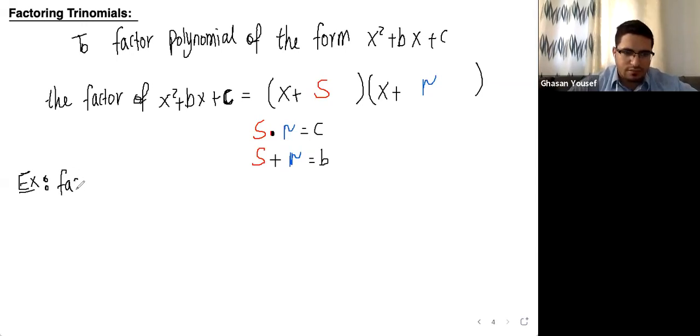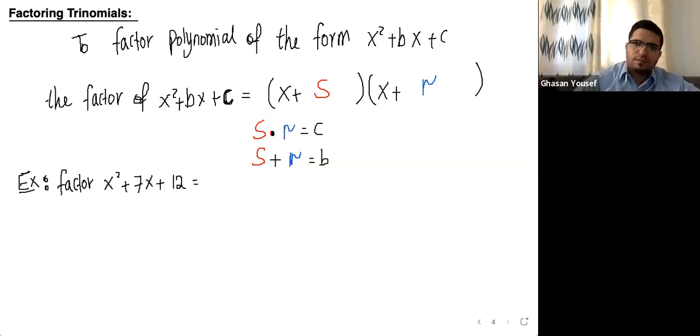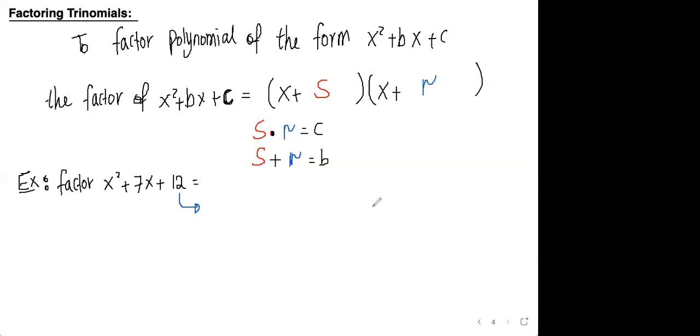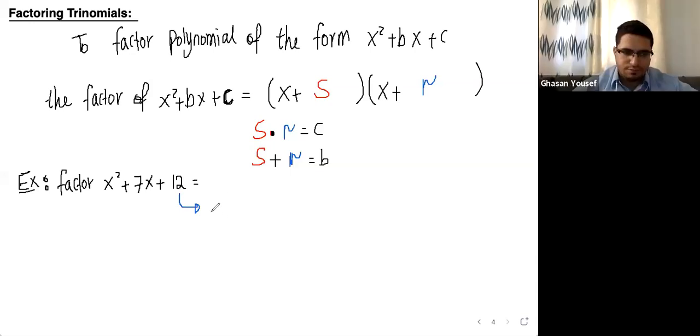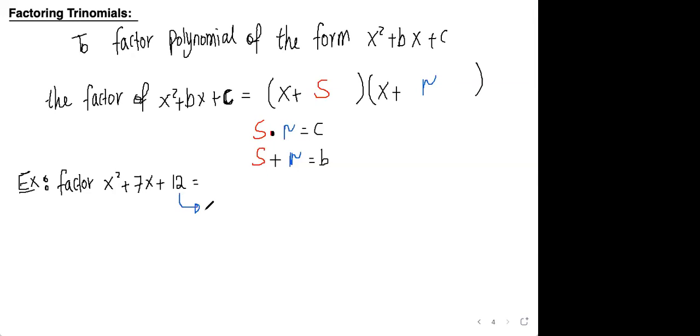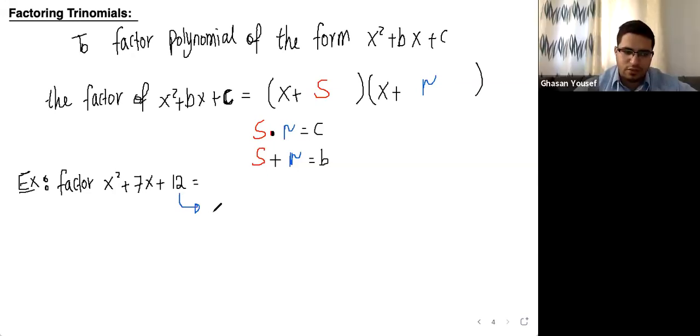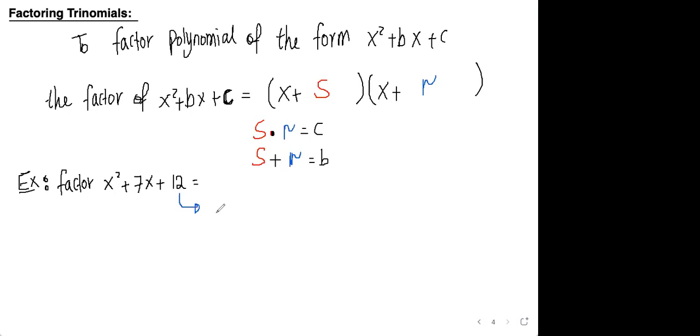Factor x squared plus 7x plus 12. So what are the factors of 12? Give me two numbers whose multiplication gives me 12. First of all, we have to factor the 12. Give me any two numbers in the beginning.